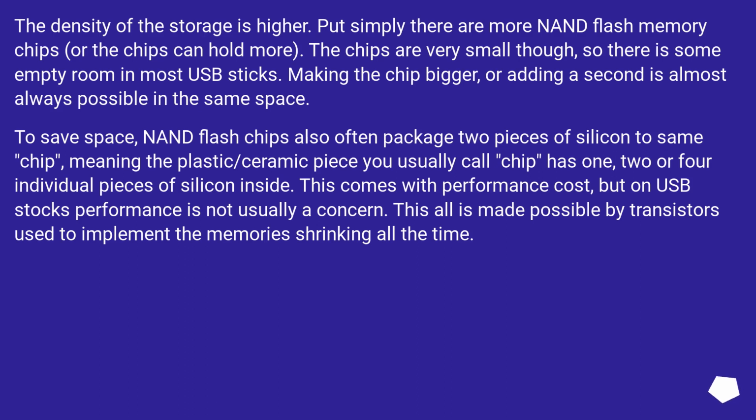To save space, flash chips also often package two pieces of silicon into the same chip, meaning the plastic/ceramic piece you usually call a chip has 1, 2 or 4 individual pieces of silicon inside. This comes with a performance cost, but on USB sticks performance is not usually a concern. This all is made possible by the transistors used to implement the memory shrinking all the time.